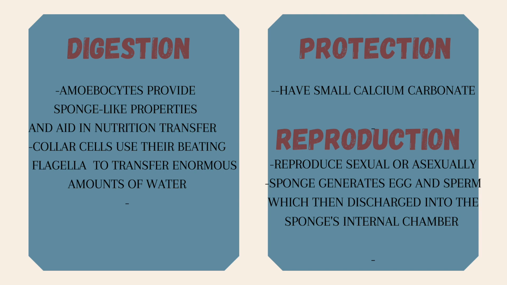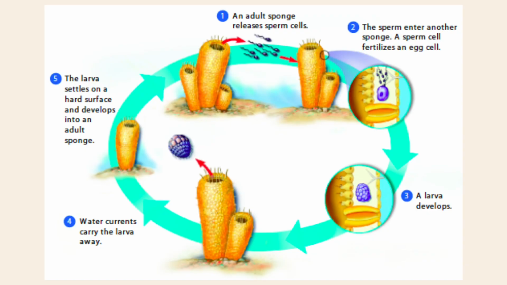Sponges generate eggs and sperm, which are then discharged into the sponge internal chamber, where the zygote develops into a ciliated larva. While the adult is stationary, the larval stage may move around. So this is the diagram of the sponge reproduction. I will explain it from the first step until the fifth step. An adult sponge will release the sperm cell, and it will enter another sponge and fertilize the egg cell. The larva will develop and be carried away by the water currents, and the larva will settle on a hard surface and develop into an adult sponge.